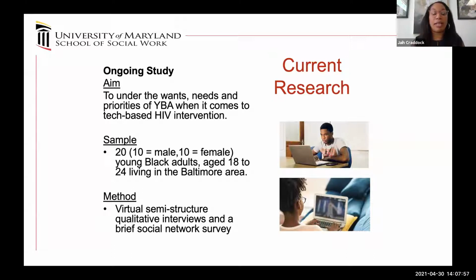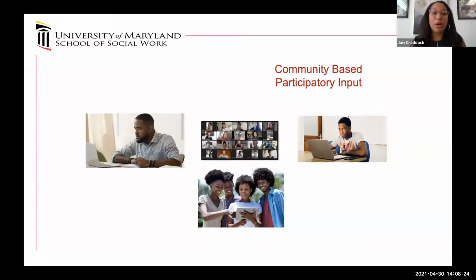So right now I'm doing a sample of 20 young Black adults, 10 male identified, 10 female identified, age 18 to 24 in the Baltimore area. We're doing virtual semi-structured qualitative interviews and a brief social network survey, to understand what their network looks like and then understand again, qualitatively, what are their priorities and how can we better adapt interventions to meet their needs. Go ahead to the next. So this study really includes community-based participatory research.